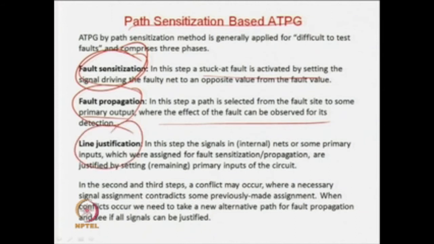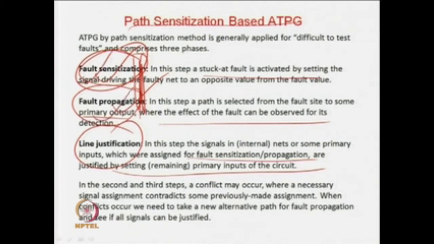And line justification means that all these steps, like fault sensitization and fault propagation, have to be controlled by the primary inputs. So, now you have to justify that this sensitization and propagation can be done by appropriately setting the primary input lines, because we cannot control the internal nets. In this step, the signals at the internal nets or primary outputs which were assigned for fault propagation are justified by setting the primary inputs of the line. That is what is being said. So, we say that in this step the signals at the internal nets or primary outputs which were assigned in these two steps.